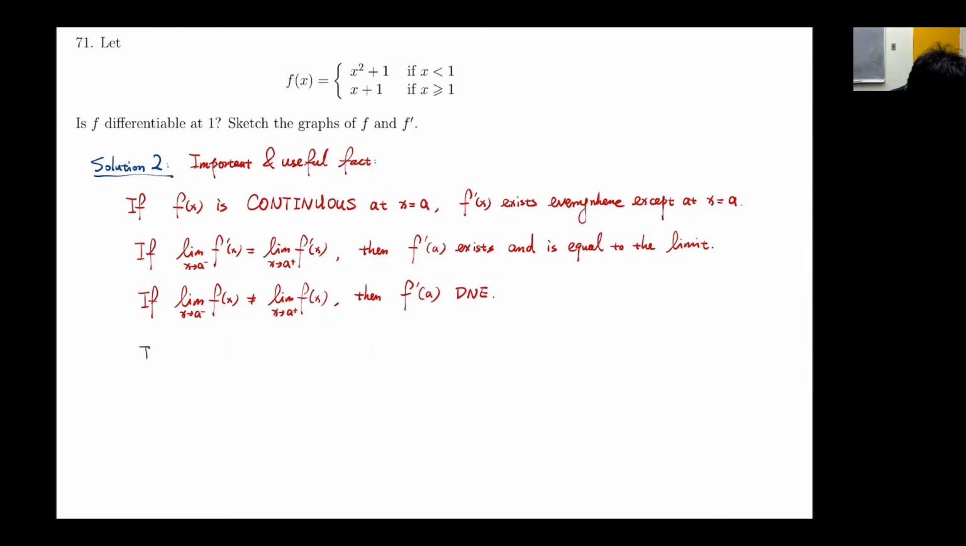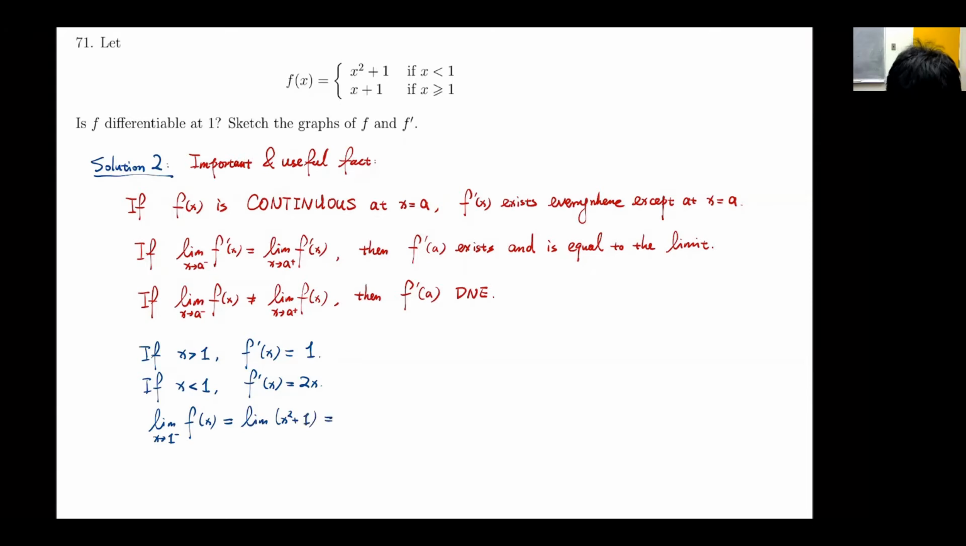So let's first start by looking at f prime of x for generic numbers. If x is greater than 1, then f prime of x equals 1. On the other hand, if x is strictly less than 1, then f prime of x is going to be equal to 2x. Now, moreover, if you look at the limit of f of x as x approaches 1 from the left, this is going to be equal to the limit of x squared plus 1, and this is going to give us 2.